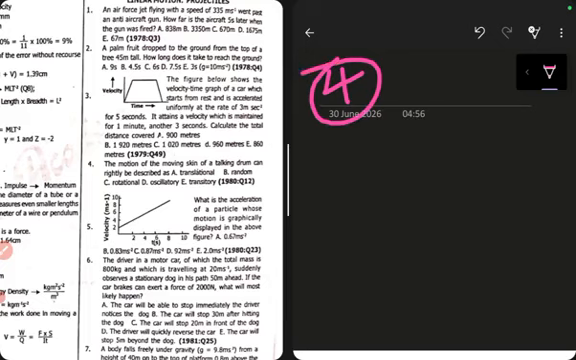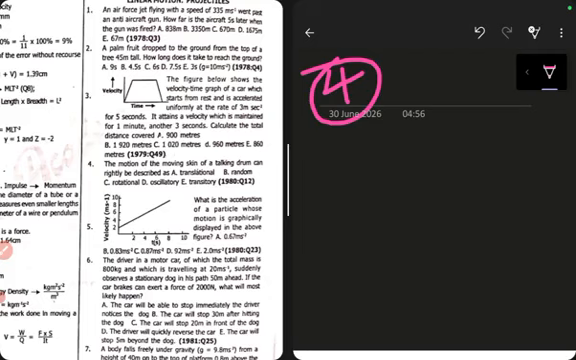Question 4 says the motion of the moving skin of a talking drum can rightly be described as dash. Now, what's the answer to that? The answer is random motion. That's question 4. Now, why is it random motion?